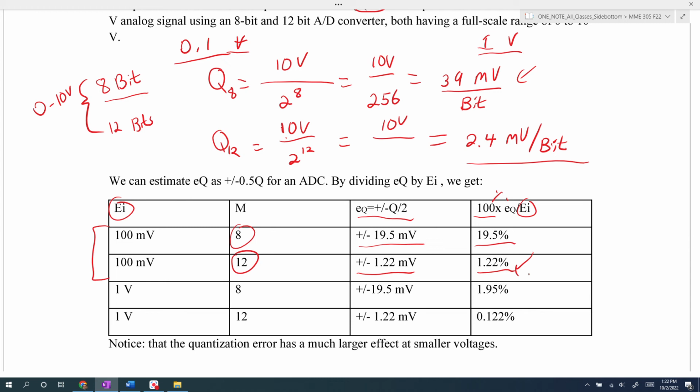Once we go to higher voltages, it makes a little bit less of a difference. We only have a 2% error for the 8-bit and a much smaller 0.122% for the 12-bit. If you're trying to measure very small voltages, which sometimes we're doing, especially with thermocouples or strain gauges, which have very small changes in voltage.